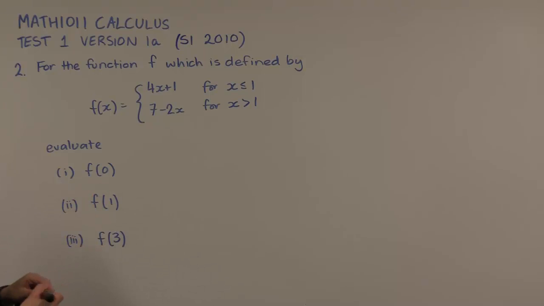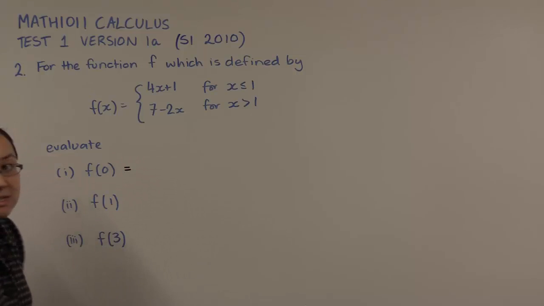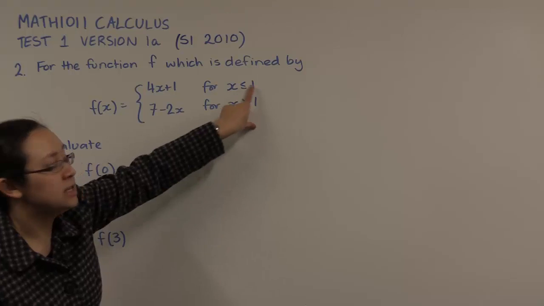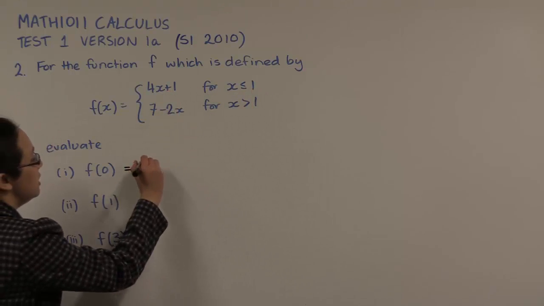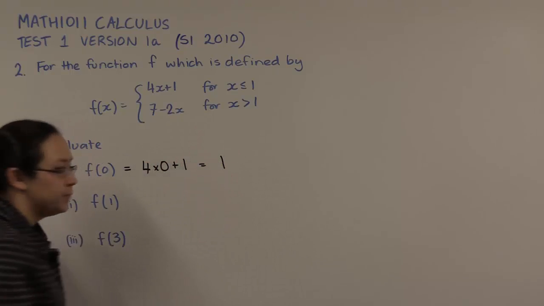So f of 0 is asking us, what is the value of our function when x is 0? Well, x is 0, an x value less than or equal to 1. That means we're using this top rule here, 4x plus 1. So f of 0 is 4 lots of 0 plus 1, which is 1.